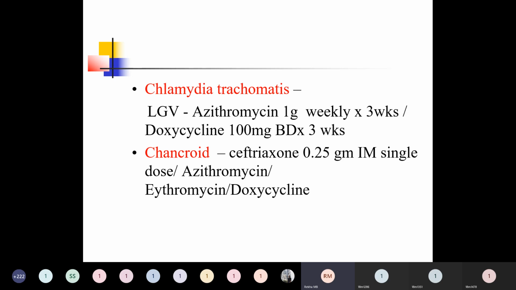Then we have chancroid, which is caused by Haemophilus ducreyi. So here the drug of choice is ceftriaxone, 0.25 grams intramuscular single dose, or alternative drugs will be azithromycin, erythromycin, or doxycycline.